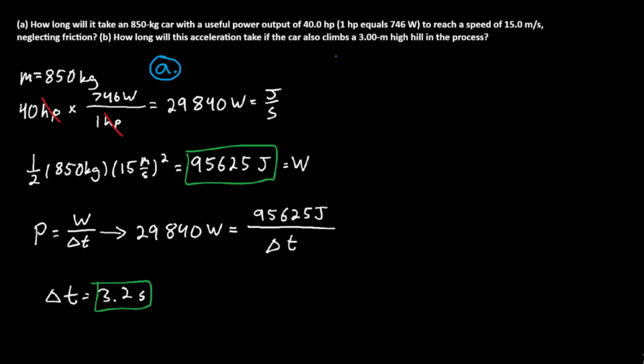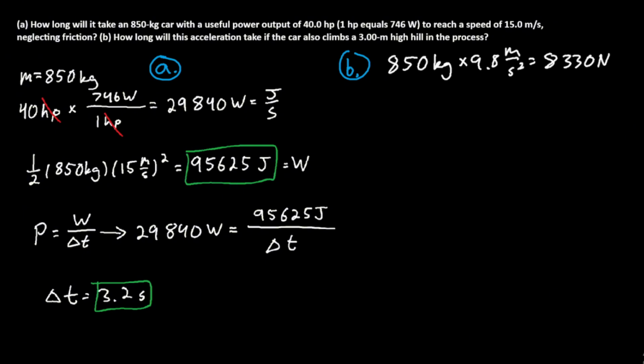For part B, you have an incline now, so you need to gain 3 meters in the process. In order to gain 3 meters, you need to resist against gravity. So let's solve for the gravitational force of this car.